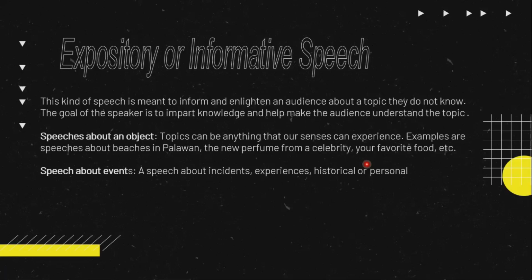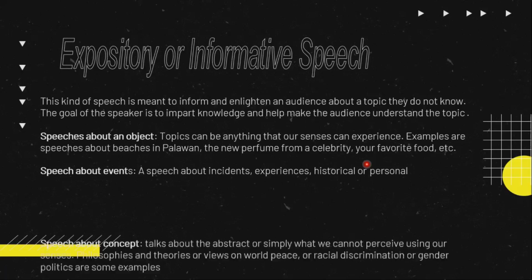An example of these could be the President's inaugural address. That's an example of speeches about events. What else? It could be a baby born during a calamity, or even simple things like your first time to attend a Chinese wedding. It could be a birthday party or an anniversary. Those are speeches about events.